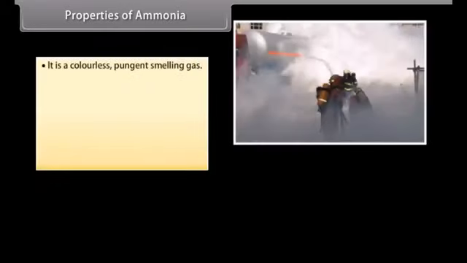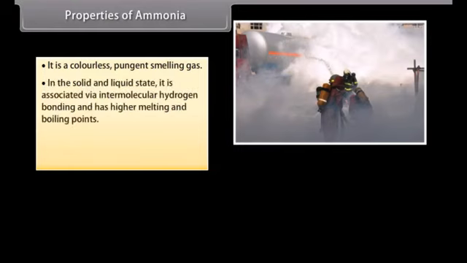Properties of ammonia. It is a colorless, pungent-smelling gas. In the solid and liquid state, it is associated via intermolecular hydrogen bonding and has higher melting and boiling points.